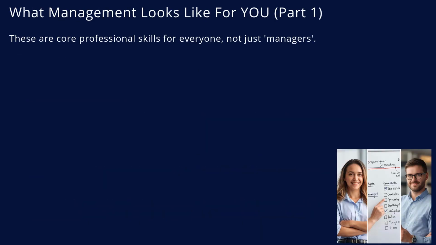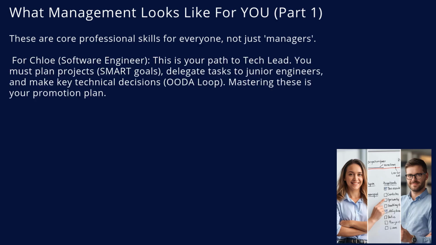It's really important to understand that these techniques are not just for people with the word manager in their job title. These are fundamental professional skills that will accelerate your career, whatever your specialism. For you, Chloe, as an ambitious software engineer, these are the keys to the next level. To become a tech lead, you have to be able to plan a feature using SMART goals, delegate smaller pieces of work to more junior developers, and make sound technical decisions under pressure using a framework like the OODA Loop. Mastering this toolkit is your direct path to promotion.